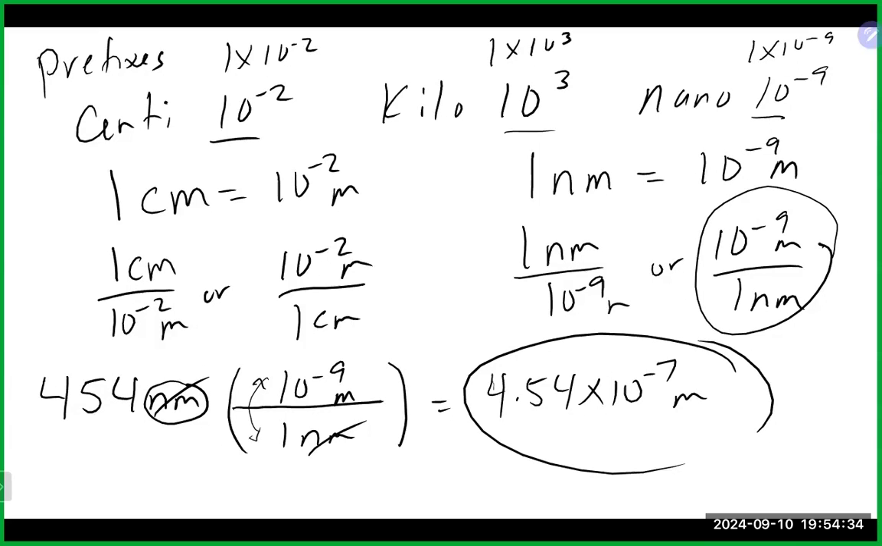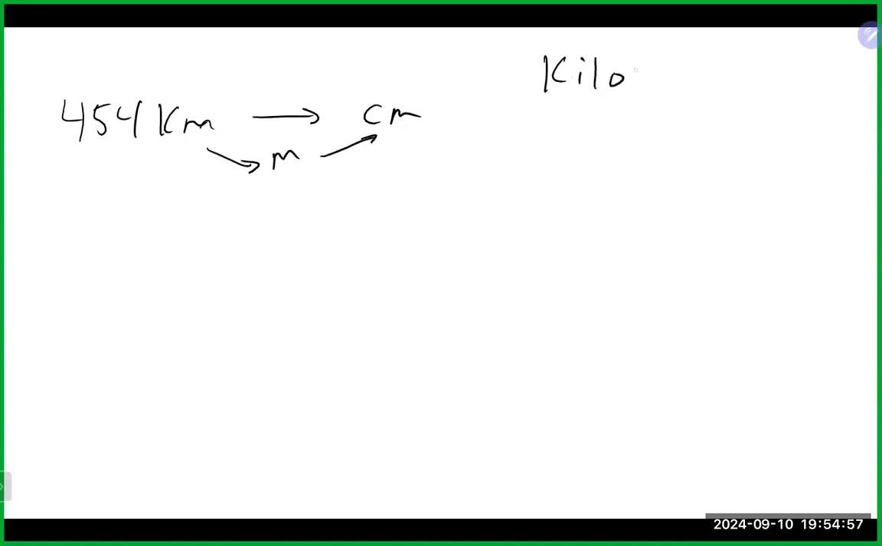Also, if you're going prefix to prefix, maybe we have 454 kilometers and we want to know how many centimeters that is. You do need to show that using dimensional analysis. The best thing that ties this together is meters, the base unit. And you can find those conversions like we just talked about in the previous slide. Kilo is 10 to the 3. Centi is 10 to the minus 2.